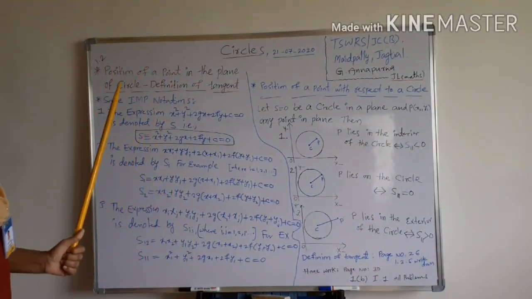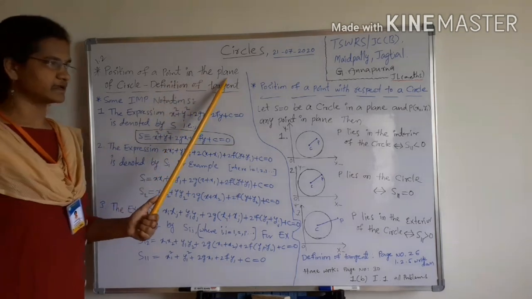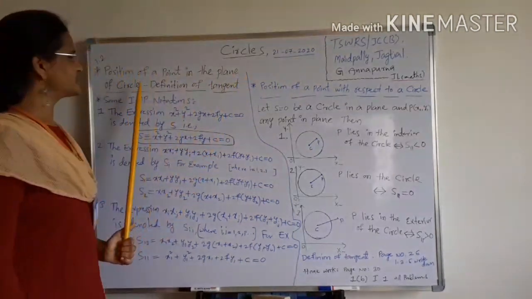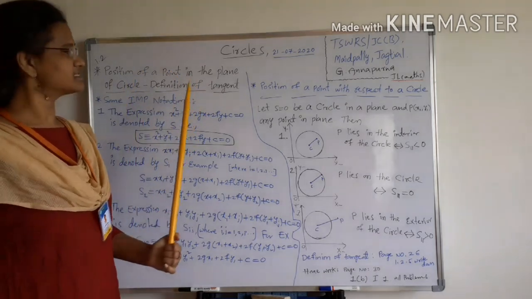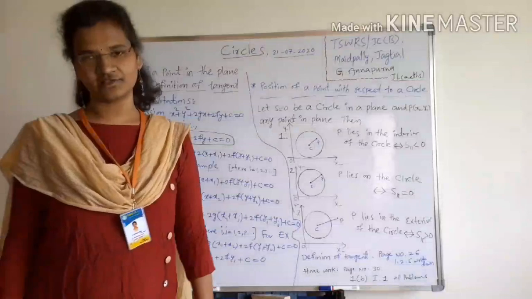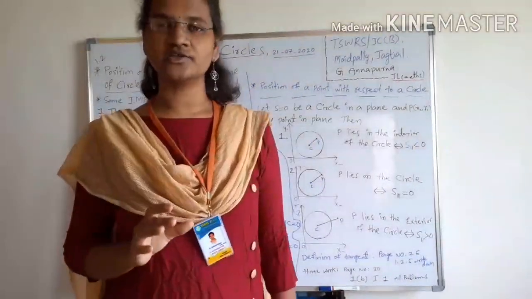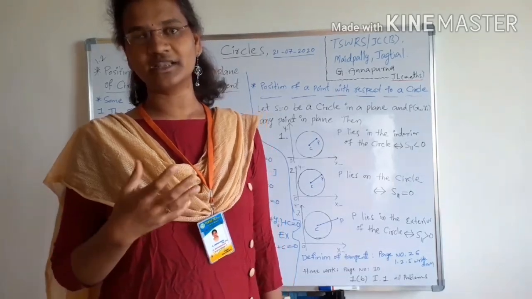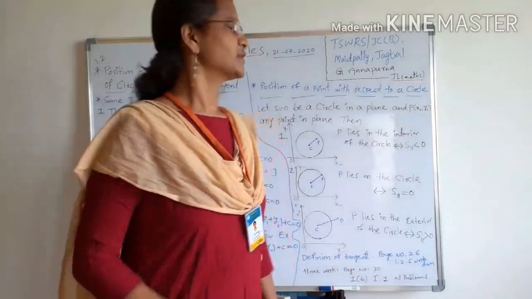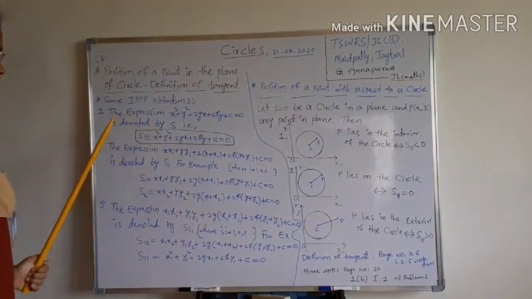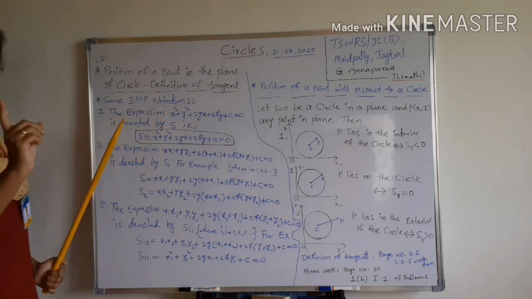See here, this is 1.2, position of a point in the plane of a circle, and at the same time the definition of a tangent. So first we have to look at some important notations which are very useful for the remaining part of the circle. Look at the notations. Some important notations. The first one.